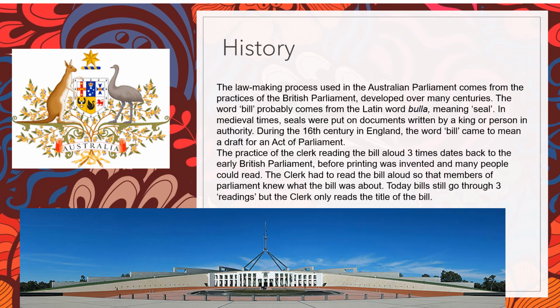And here I've put the logo for the Australian Parliament on the left-hand side. You can see the many different Australian icons that are created into this logo, and then underneath the writing you can see there's a current up-to-date picture of the Australian Parliament House, and we know that this resides in Canberra.